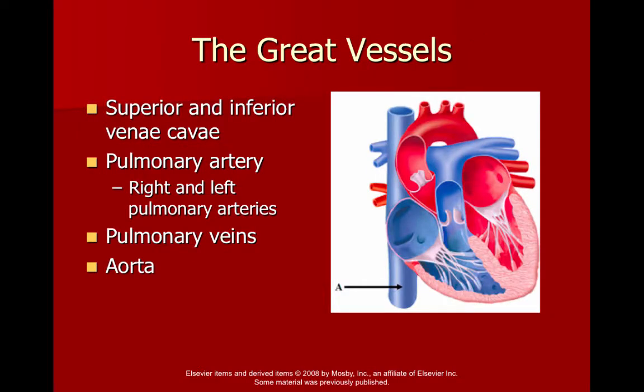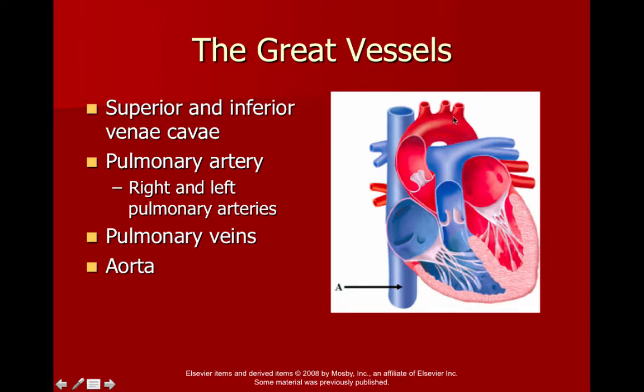Okay, the great vessels. So the superior and inferior vena cava, right? So where are they going to dish blood to? Where are they dropping blood off? So hopefully you said the right atrium. We already talked about the pulmonary artery, pulmonary veins. Okay. And the aorta brings oxygenated blood where? The aorta brings oxygenated blood to the whole body.